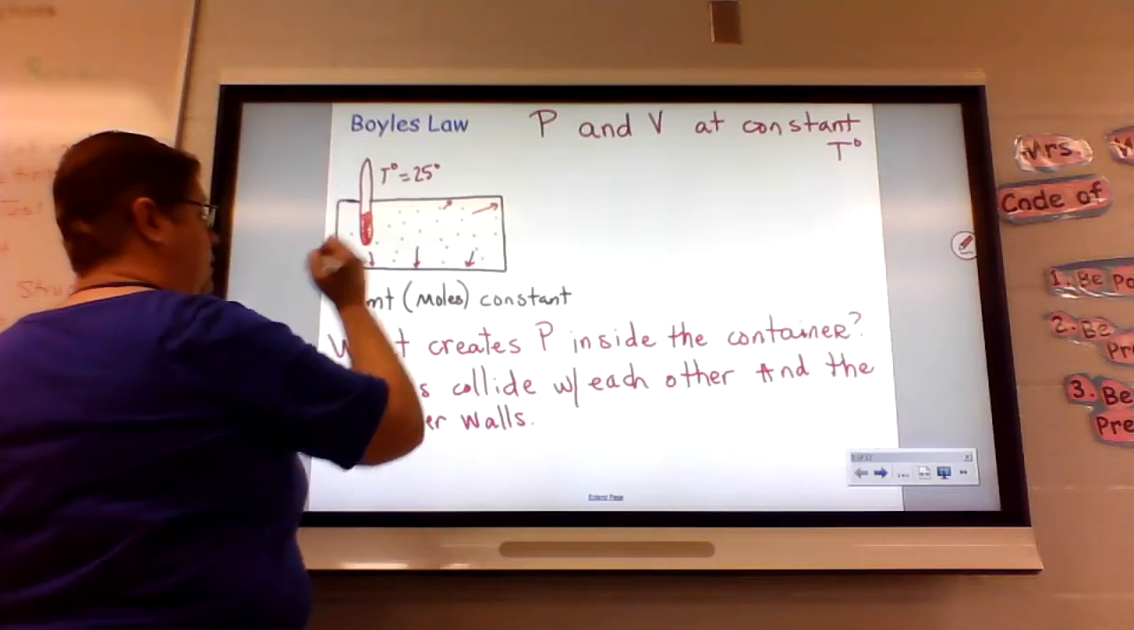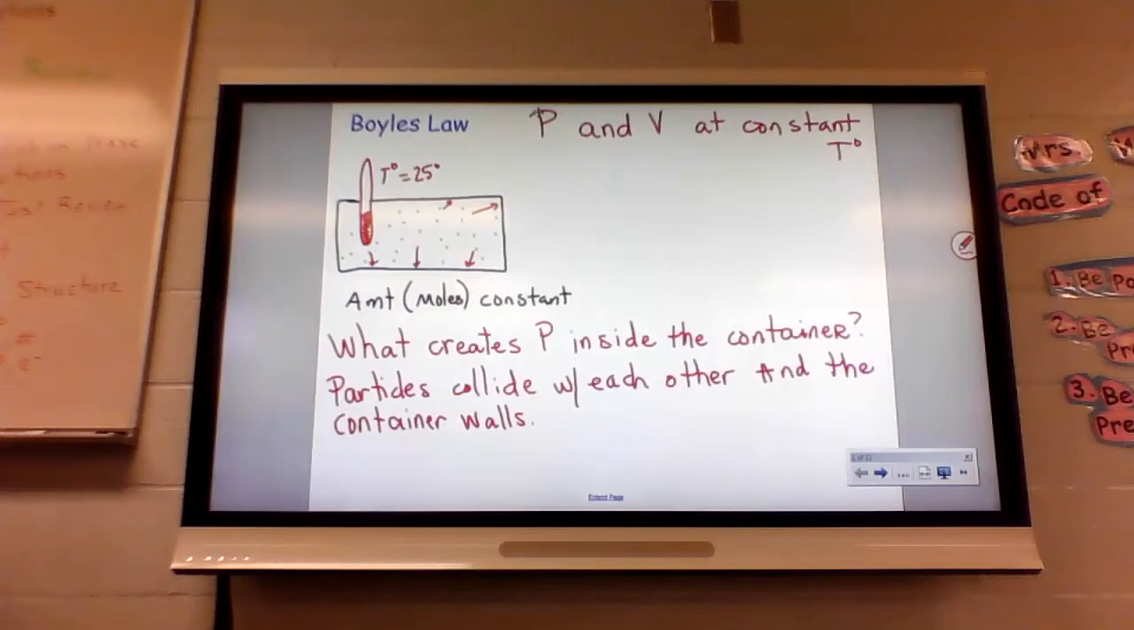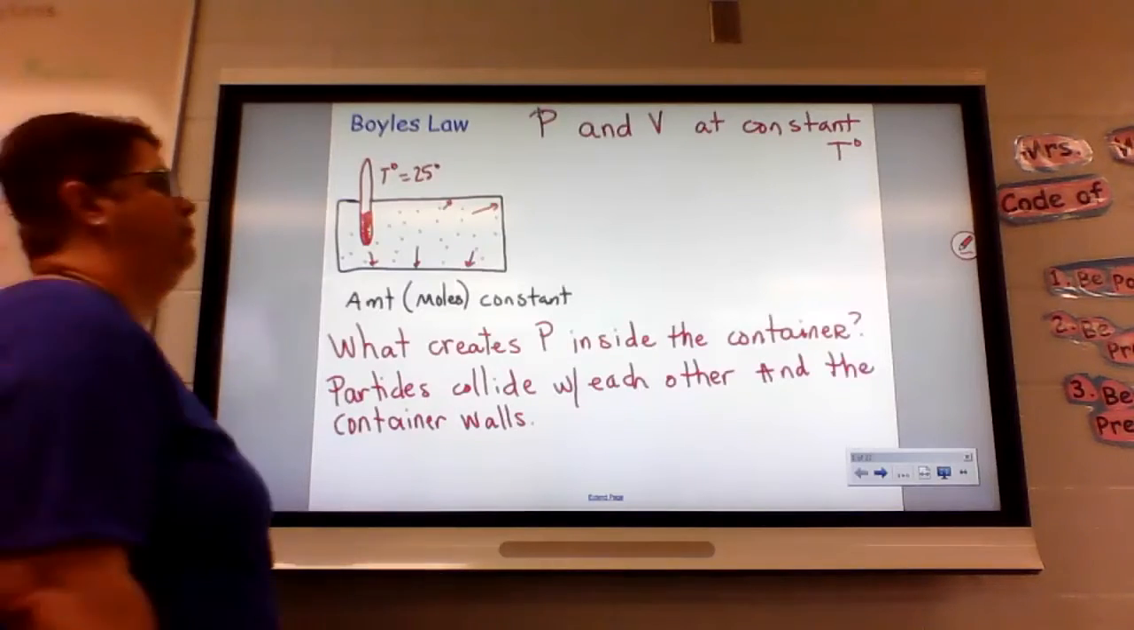Yes. Nicole, what is the black writing right there? What does that say? The amount or the moles inside the container is not going to change. Okay. So I don't know how many dots I drew in there. So in a minute, I'm going to draw some more dots. I'm not counting the dots. Just know that the amount's the same.